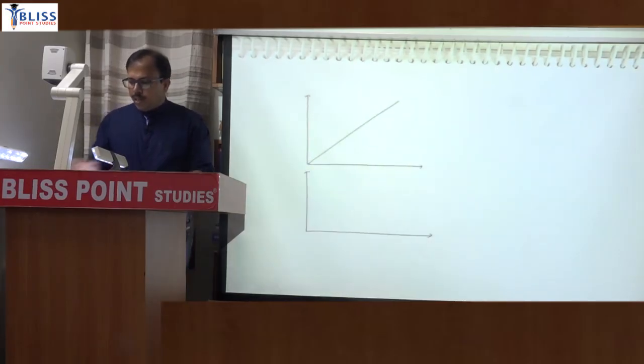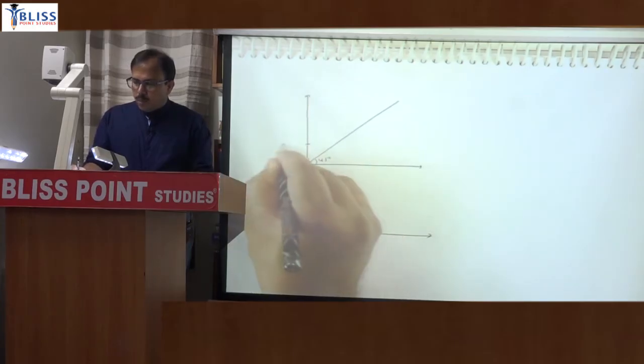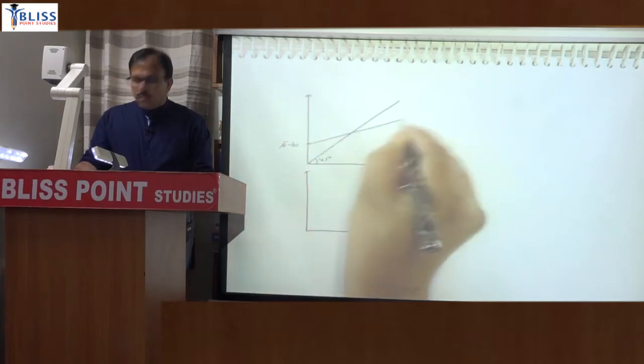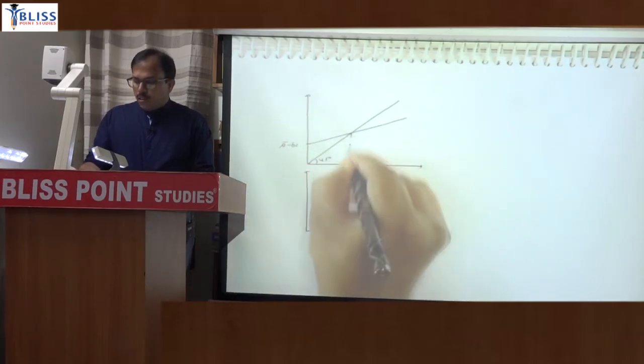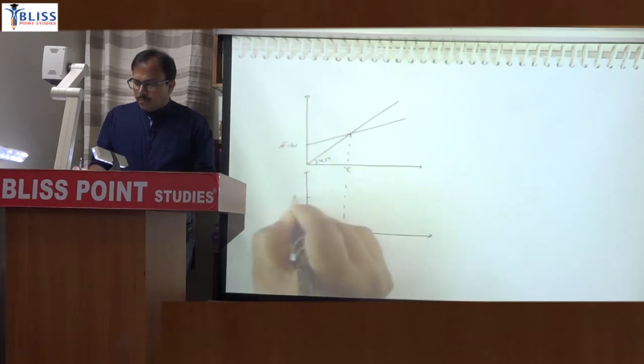This was a line drawn at a 45-degree angle, and this was the autonomous component, A bar minus Bi. Starting from that, this was income based upon a specific rate of interest.